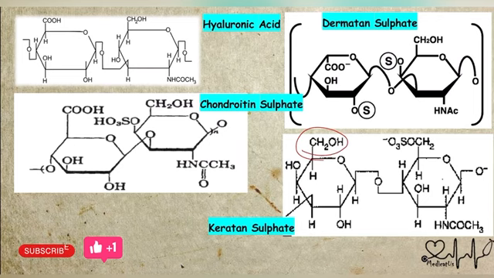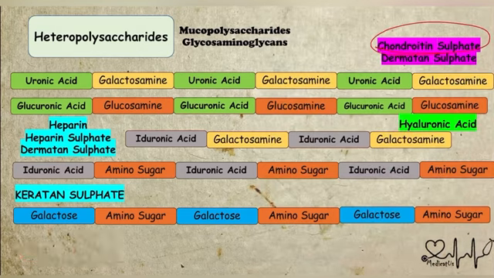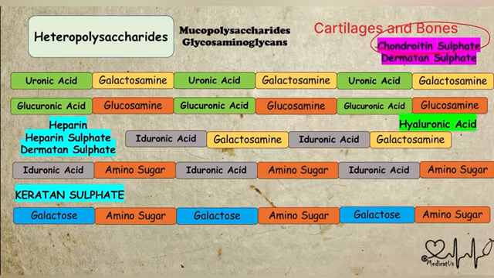Remaining all have acid in them. Now about the location, from the name chondroitin sulfate, we know that it will be present in cartilages and bones. Whereas dermatan sulfate, its name derma means skin, so it's present in the skin. Now hyaluronic acid is present in synovium and vitreous.